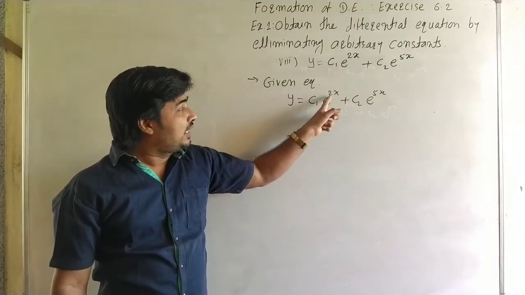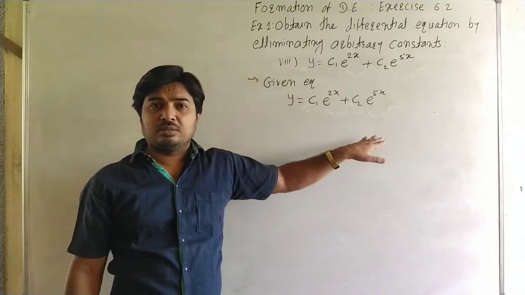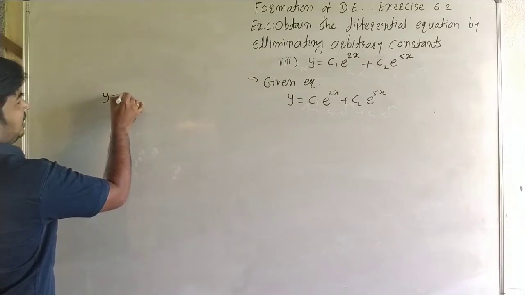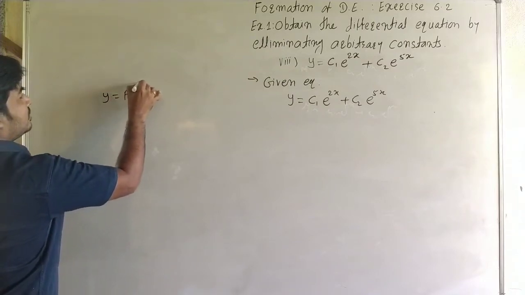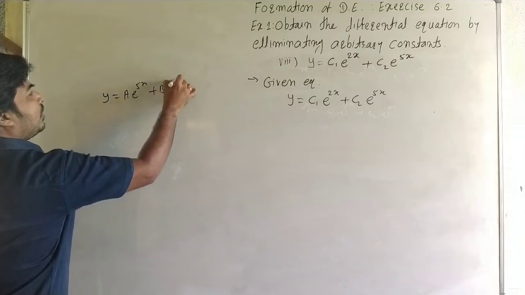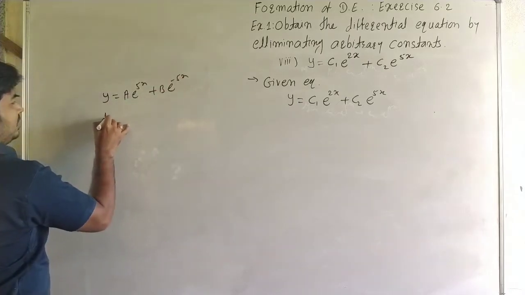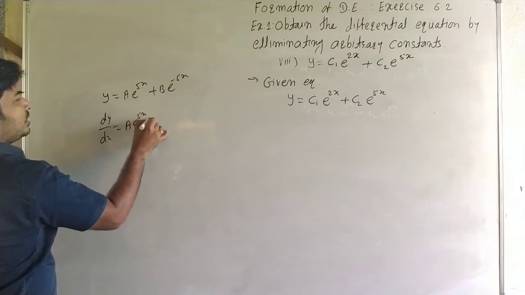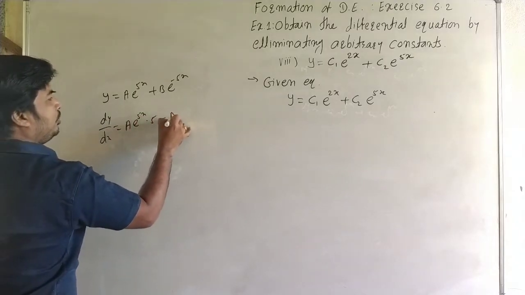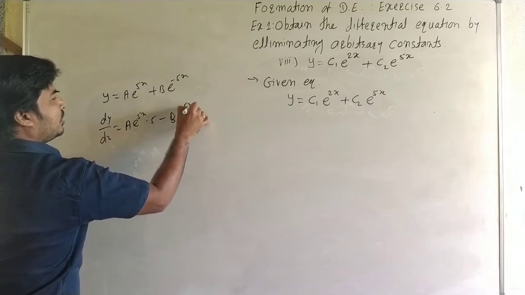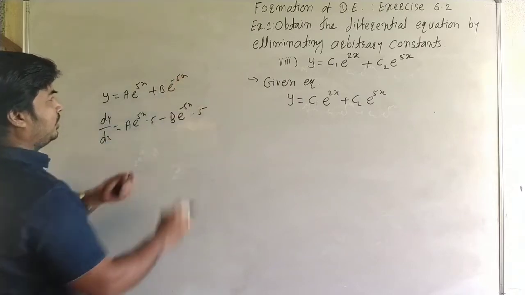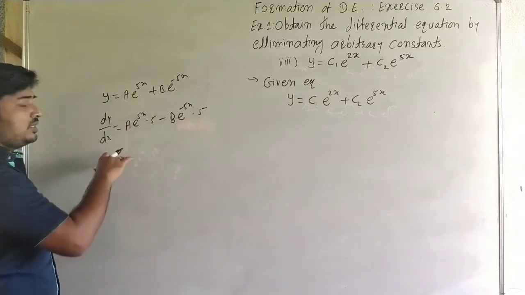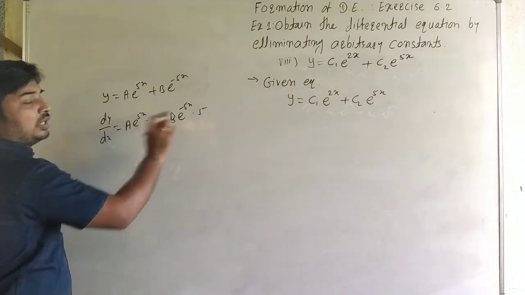then the derivative of 5x is 5. In the last lecture's example, a into e to the power 5x plus b into e to the power minus 5x. We differentiate, we get a into e to the power 5x into 5 and minus b into e to the power minus 5x into 5. Here the derivative of minus 5x is minus 5, here it is 5. Again differentiate, then we get 25, 25.